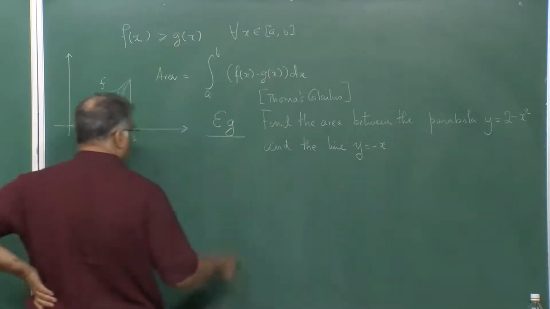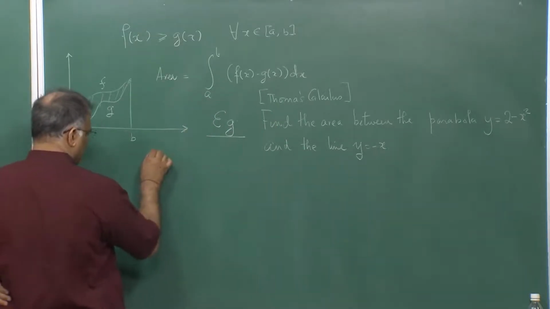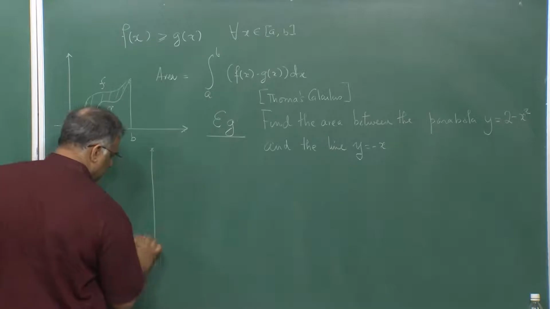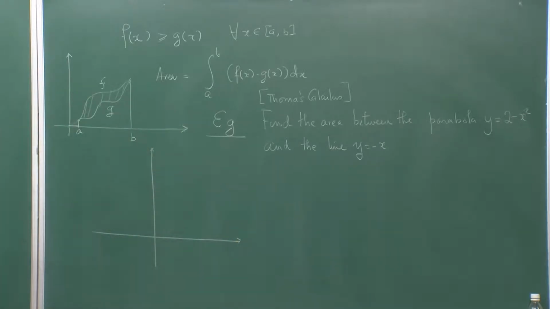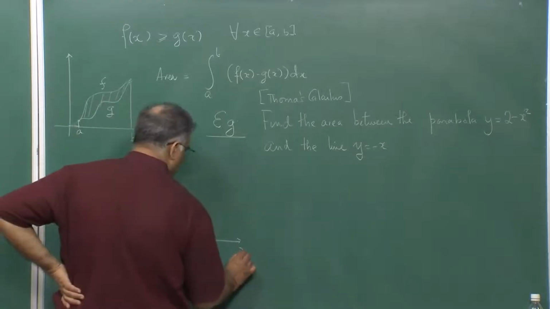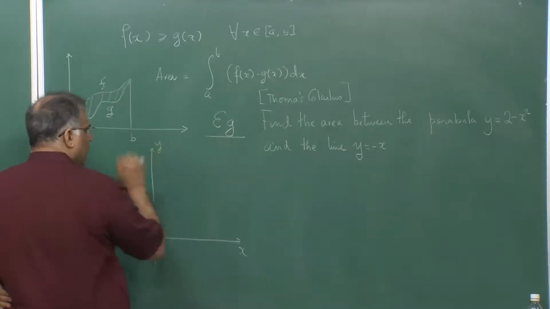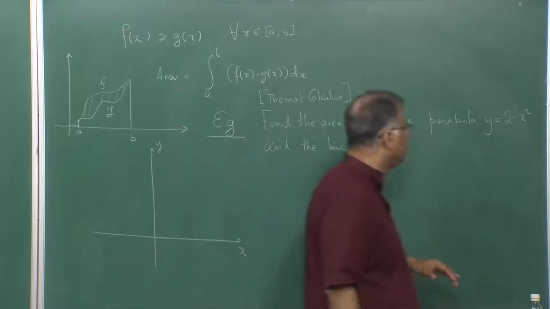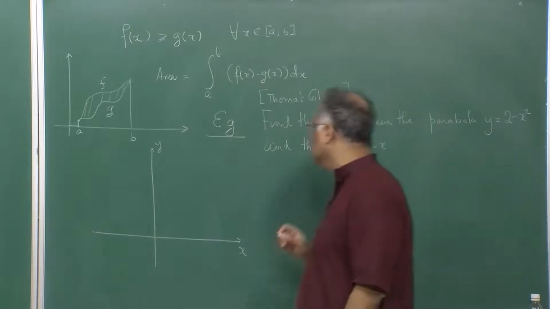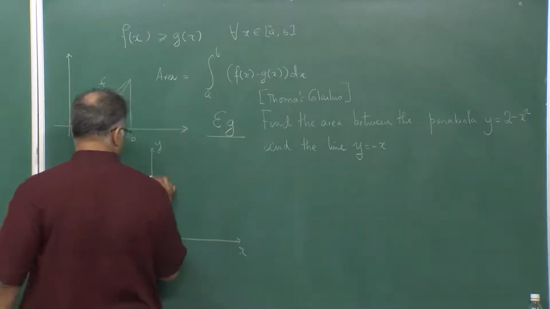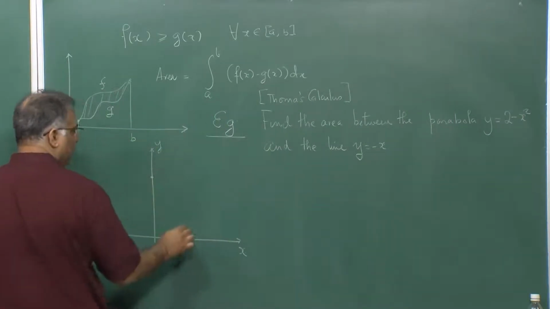So, let me try to graph this parabola first. I insist that you always try to do graphs of functions. So, if this is x and this is y, and you have y equal to 2 minus x square here. If x is 0, y is 2. So, the graph is like this. It's a parabola, it should be something like this.